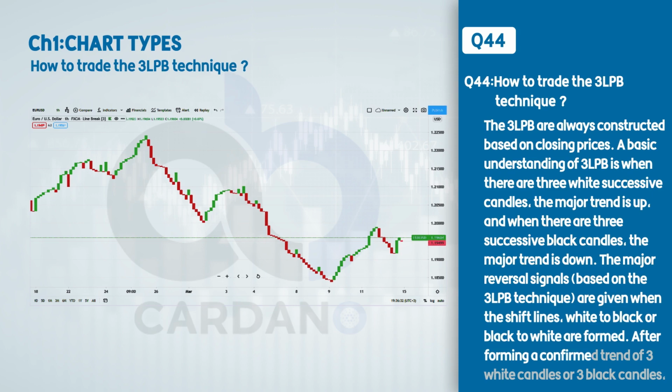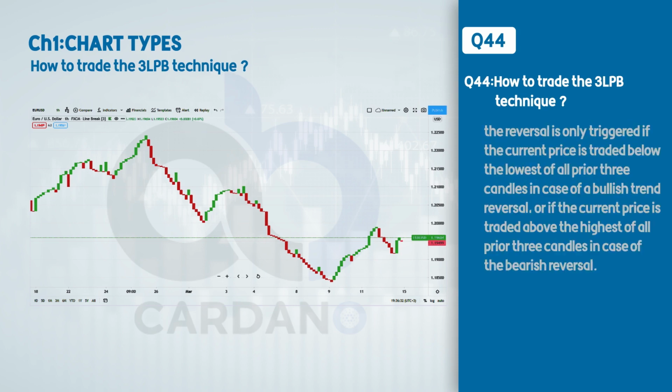After forming a confirmed trend of 3 white candles or 3 black candles, the reversal is only triggered if the current price is traded below the lowest of all prior 3 candles in case of a bullish trend reversal, or if the current price is traded above the highest of all prior 3 candles in case of the bearish reversal.